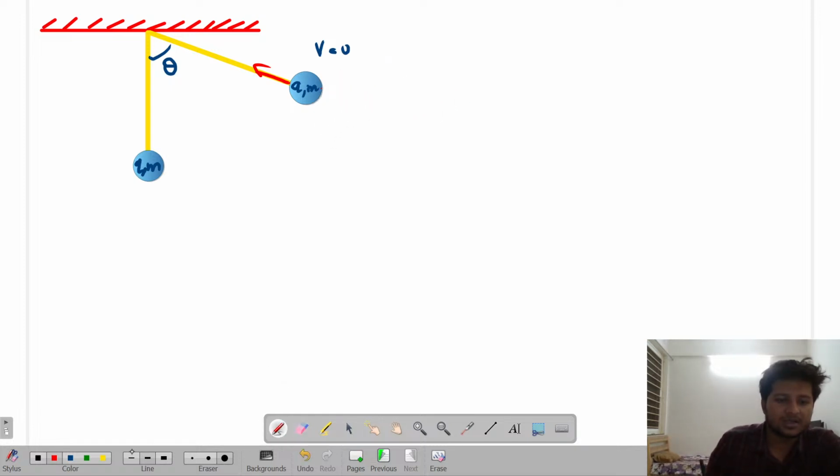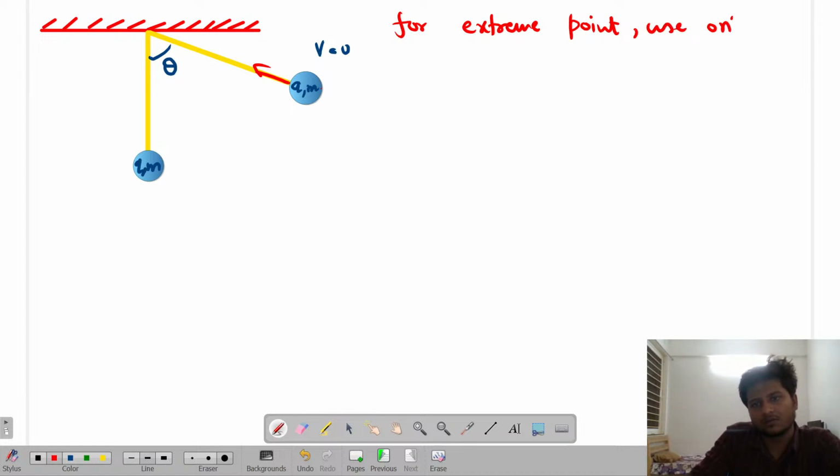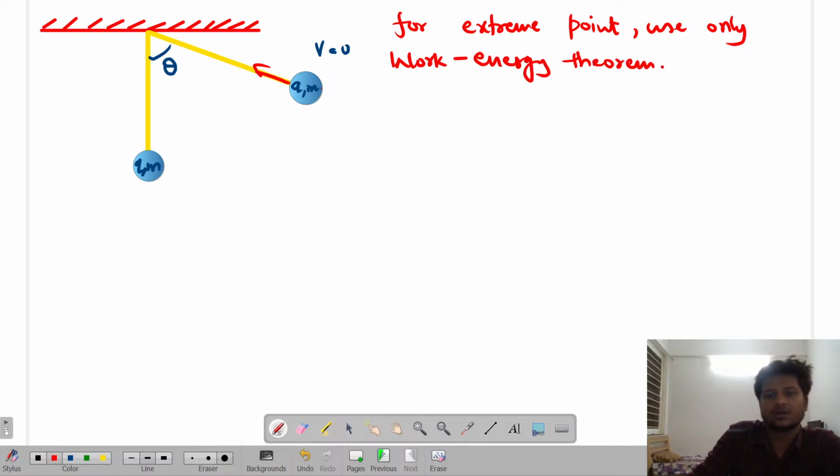So remember that for extreme cases, for extreme point calculations, use only work energy theorem. आज दिमाग की बत्ती खुल गई होगी। मैंने बोला था ना, स्टेबिलिटी का सबसे एक अच्छा क्वेश्चन पूछूंगा बाद में जाके, सबसे लास्ट में, है ना?